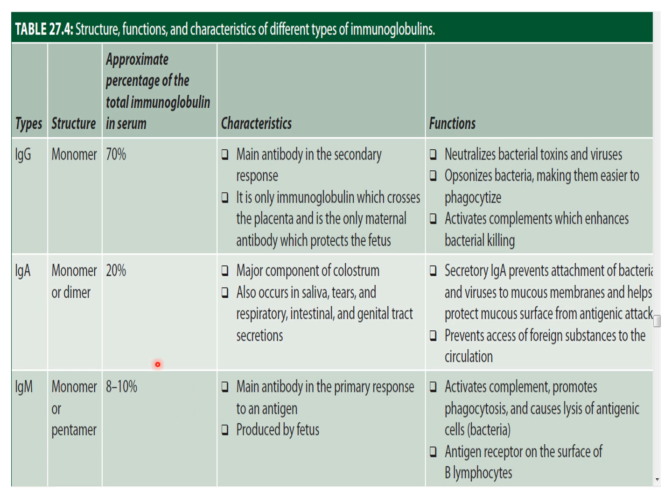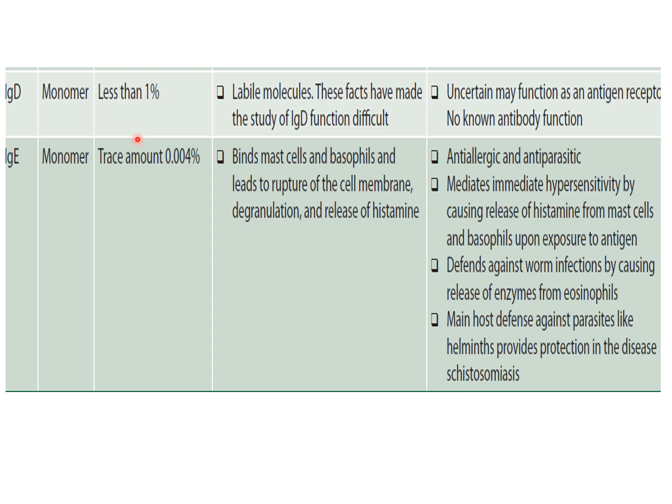Then IgM forms 8 to 10% of all the immunoglobulins. It is the main antibody in the primary response to an antigen and is produced by the fetus. It activates the complement, promotes phagocytosis, and causes lysis of antigenic cells. It serves as an antigen receptor on the surface of B lymphocytes. IgD is less than 1%, a labile molecule, and these facts have made the study of IgD function very difficult. So there is uncertainty with regard to its function.